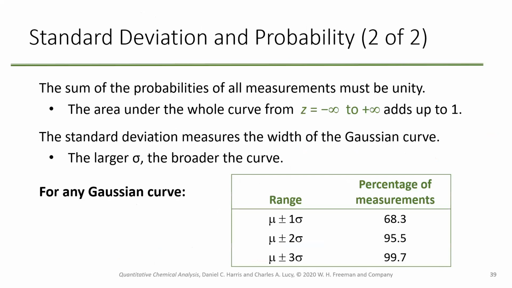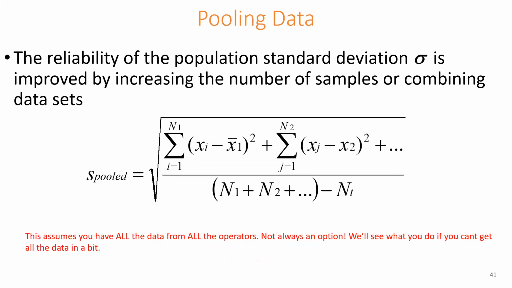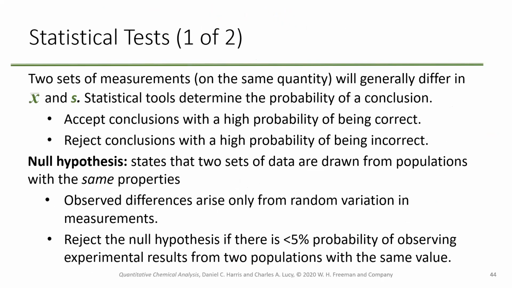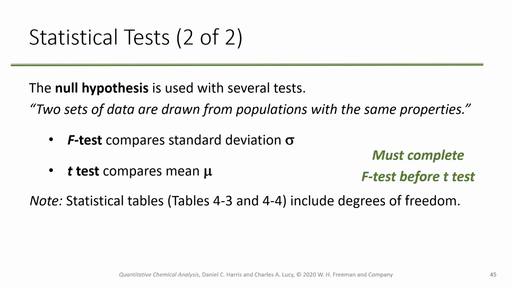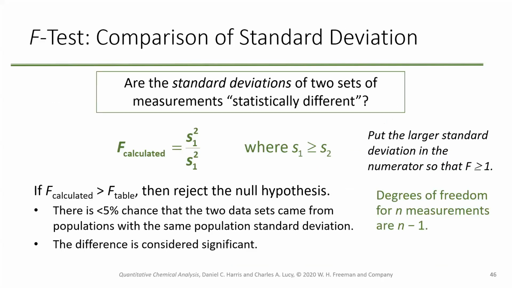We got Q, standard deviation of the mean. Probably won't ask you about that. Pooling data only in the sense that, you know, right? Doing something like this would be a good problem-solving question. Right? And so this, right? Know how to do that.